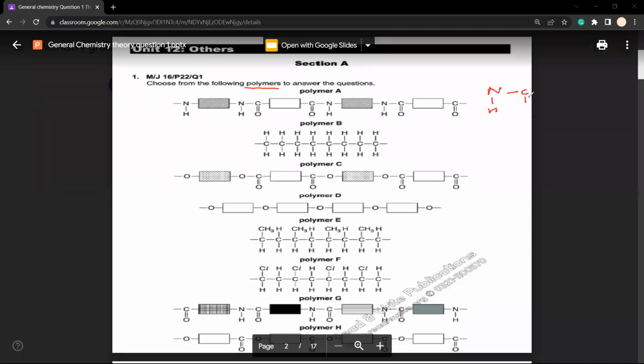NHC double bond O? This is basically my amide linkage. Now, in amide linkage I may have two polymers. One is your nylon and another one is your protein. Now, just looking at this particular structure, can we guess whether it's nylon or protein?